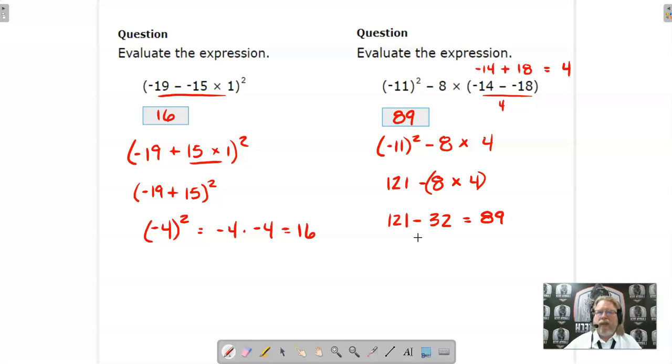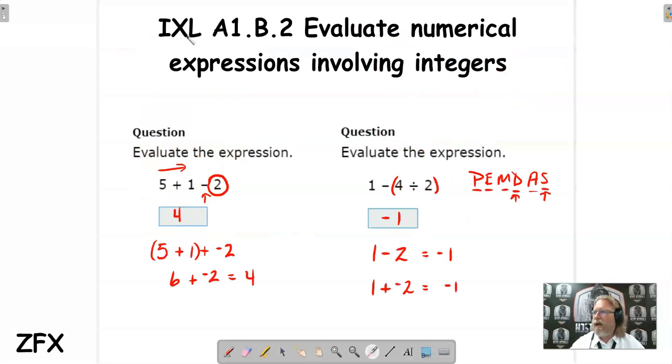Whew. All right, so those are all of my examples for IXL A1.B.2 titled Evaluate Numerical Expressions Involving Integers. Remember the whole PEMDAS thing? Parentheses, exponents, multiplication and division left to right, and addition and subtraction left to right.